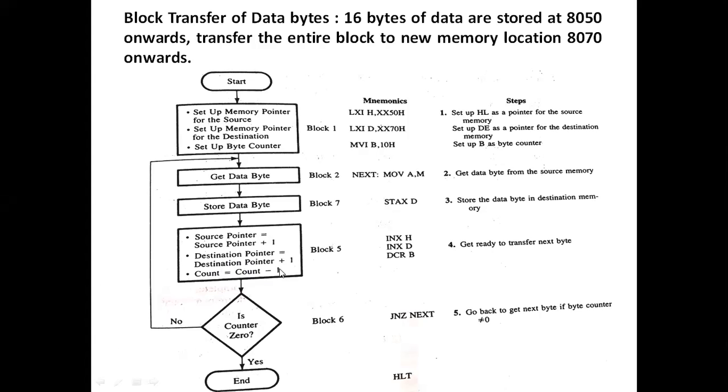Why is this being done? When we read the first data from 8050 and it is stored at 8070, you now need to read the data from 8051, and whatever you read from 8051 should be copied at 8071. That is why the source pointer must be incremented by 1, as well as the destination pointer. And why is the count reduced by 1? Because once you are able to transfer one of the data, it means out of the 16 counts, you have done one count.